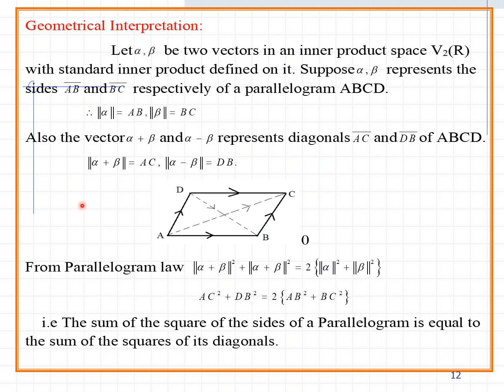So norm alpha plus beta can be written as the AC line. Norm alpha minus beta looks like the DB line. These are the diagonals. So let us see this here. This alpha plus beta means the AC line. Alpha minus beta means the DB line.